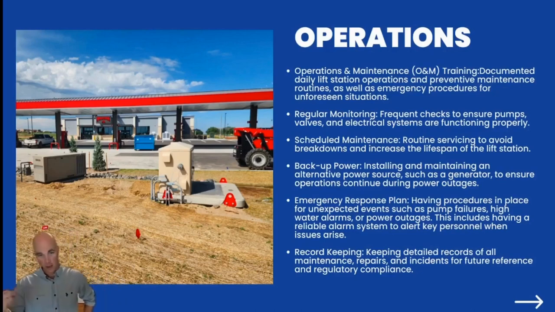And like I mentioned up above, emergency response plan. So what are we going to do in an unexpected event? What happens when the pump fails? Who do we need to notify? How do we get the power back on? What happens if the generator also isn't working? What are we going to do? And then record keeping. So how are we keeping records of how the lift station's been performing, how old each part is, what kind of maintenance we've done, so that we can always go back and look and see, okay, this part is this old and all that stuff.